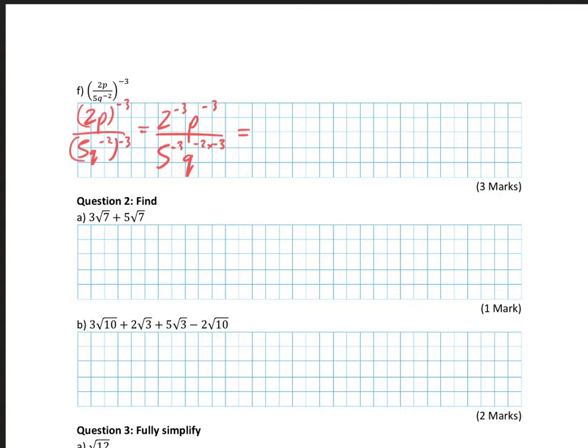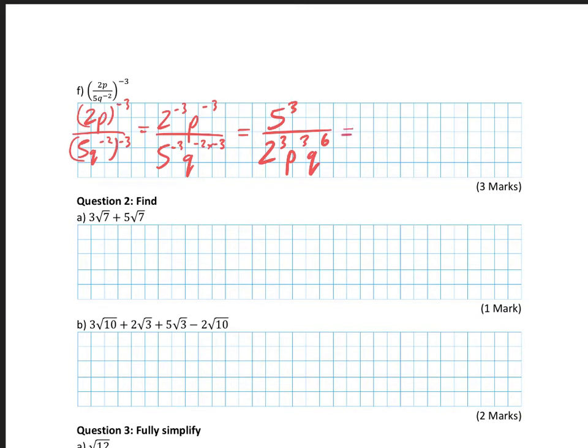So now let's think about the reciprocals. This is on top, but it's a reciprocal, so it's going to go on the bottom. This is on top, and it's reciprocal, so it's going to go on the bottom. This is on the bottom, but it's a reciprocal, so it's going to go on the top. So we're going to have 5 to the 3 on top, 2 to the 3 on the bottom, p to the 3 on the bottom, and q to the negative 2 times negative 3 is q to the positive 6.